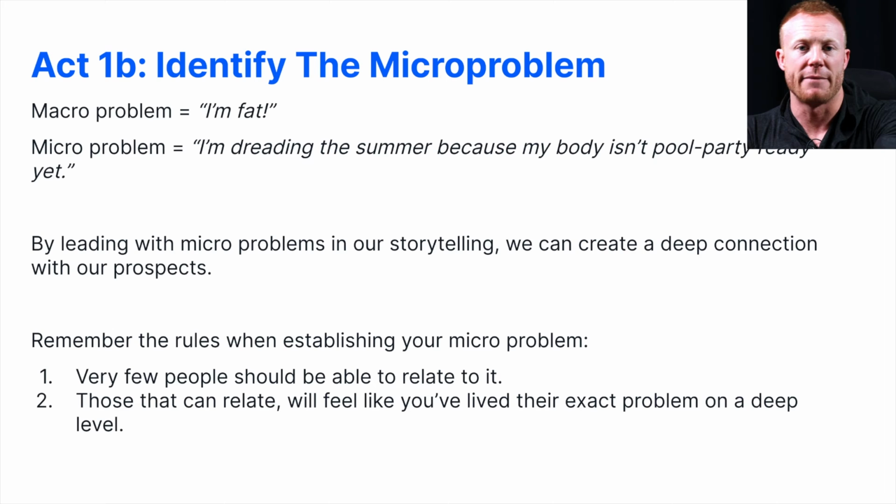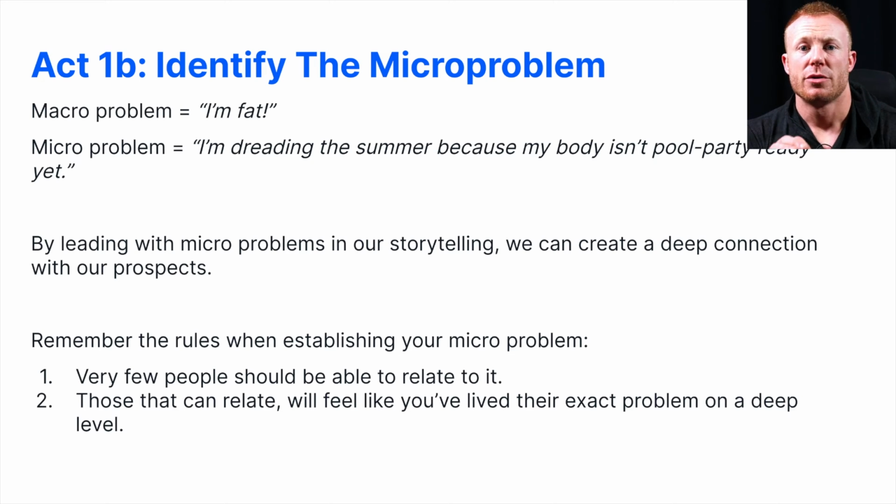So in this example, I'm fat being macro, micro being I'm dreading the summer because my body isn't pool party ready. I have a lot of great friends who have boats on the lake and I want to go, but I'm going to tell them I'm busy because I'm embarrassed by the way I look in my bathing suit. That's a real problem a lot of your potential clients actually have. And if we were to tell that story in our social media, in our blog post, in our marketing, they could relate to that story like, oh my God, that's my deepest, darkest fear, and they know about it. If they know about it and they've solved this problem for others, maybe they could help solve it for me.